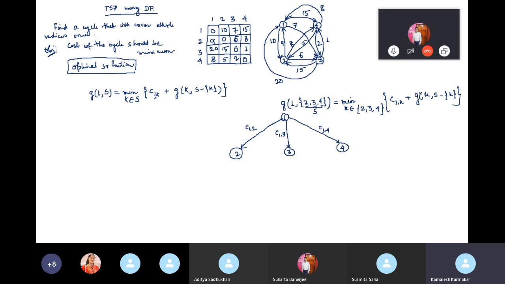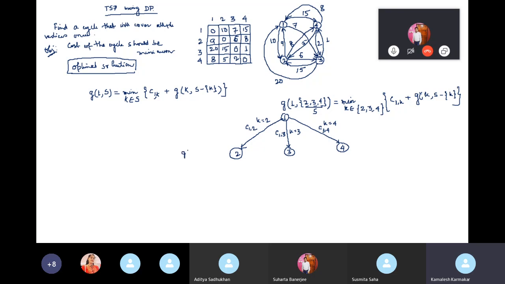So if K equals to 2, here we are assuming that K equals to 2. Here we are considering K equals to 3. And here we are considering K equals to 4. So if K equals to 2, based on this equation, what will be the next recursive call? Here the next path needs to be determined. So how will we determine the next path?